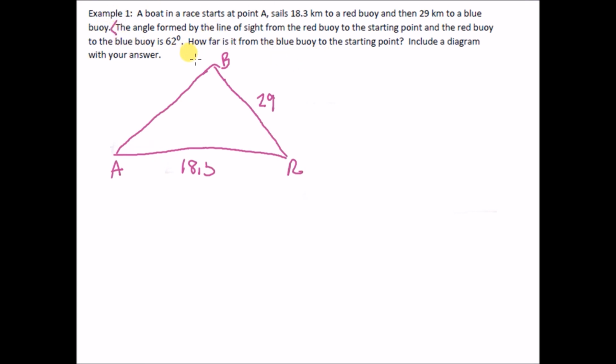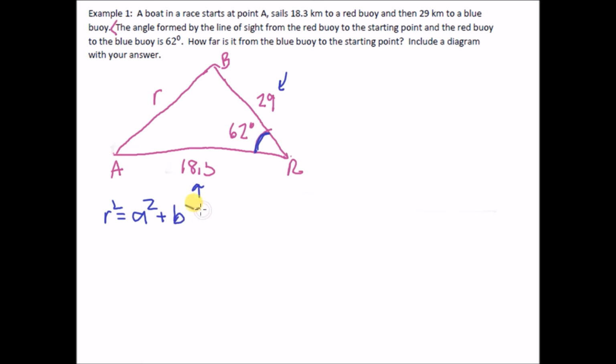The angle formed by the line of sight from the red buoy to the starting point, so this is where the person's looking, from the red buoy to the starting point, and then the red buoy to the blue buoy is 62 degrees. So we're trying to solve for, how far is it from the blue buoy to the starting point? So we're trying to solve for r. When I look at this, I know that we have two side lengths and a contained angle. So I'm going to use cosine law with r, and we can actually directly solve for r.